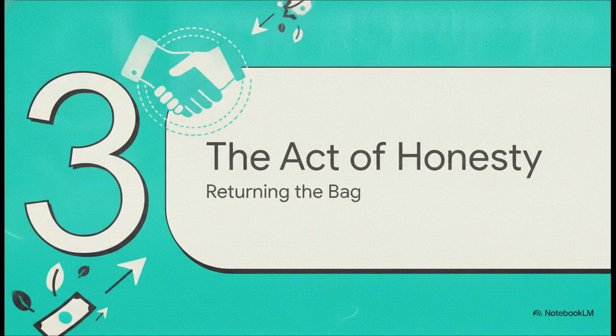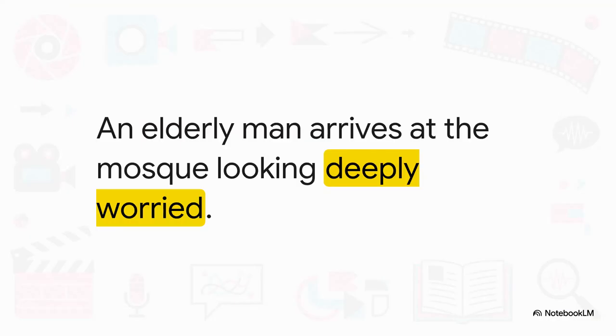Moving right along to Part 3, the act of honesty. The tension hits its peak here as Ahmed encounters a worried elderly man. The mosque, which started out as just the place Ahmed was walking away from, suddenly becomes the focal point of resolution. And the elderly man's worry provides the necessary human stakes. It's a great reminder that every found object has a real person missing it. Returning the bag isn't just an abstract moral good anymore. It has a direct, immediate impact on another human being's well-being.